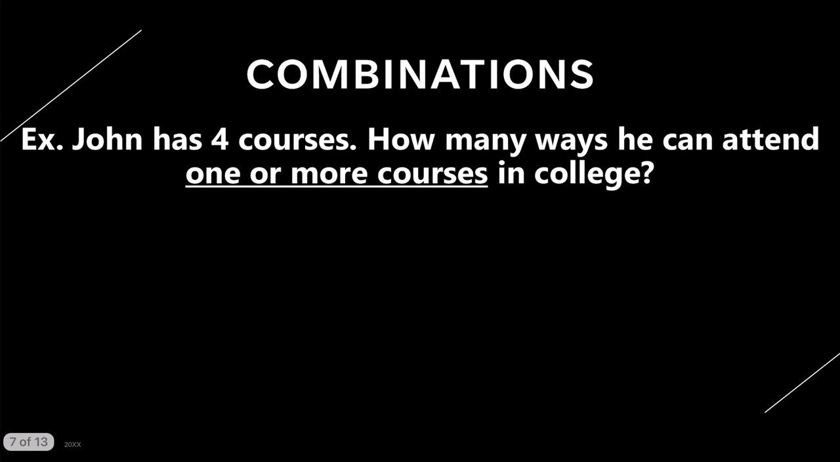Combination. Now, John has 4 courses, right? Suppose the 4 courses are English, Hindi, Math and Social Studies. Now he is attending college, and the college gives him an option. He has to pick at least one course. Means he can choose one course. If he wants to pick more courses by his own choice, that is okay. We don't care. But he has to pick at least one course, one or more courses.